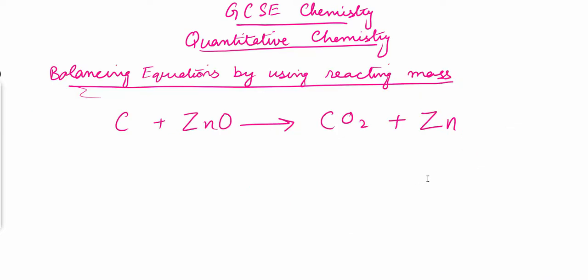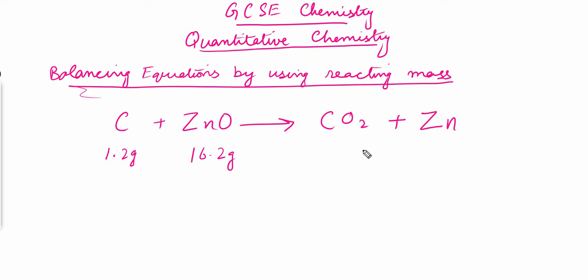Okay, so now we have to see this topic. It says balancing equations by using the reacting masses. So over here we have been given an equation. In this equation, carbon is being reacted with zinc oxide and producing carbon dioxide gas and zinc metal. Now in the question we have been given that the mass of carbon that is being reacted with zinc oxide is 1.2 gram, and the mass of zinc oxide is 16.2 gram.